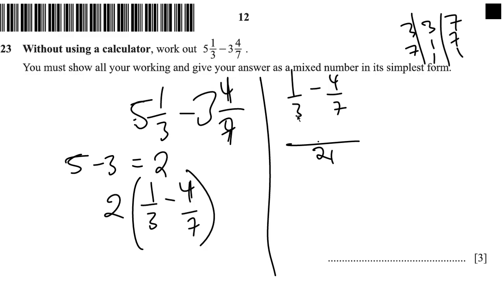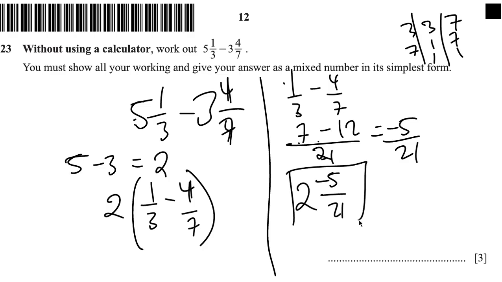So 21 divided by 3 is 7, right? Then 21 divided by 7 is 3. Then times 4. 21 divided by 3, 7 times 1, that's 7. 21 divided by 7, 3 times 4, is 12. So 7 minus 12 is negative 5 over 21. So we have 2 whole, negative 5 over 21.